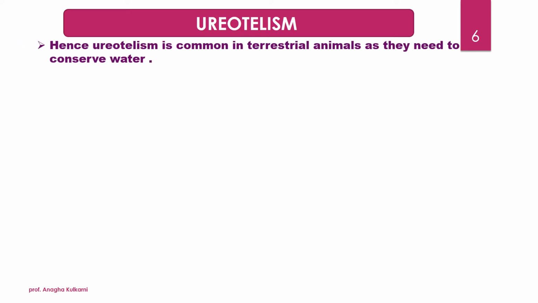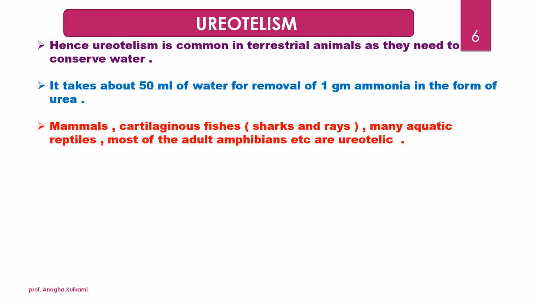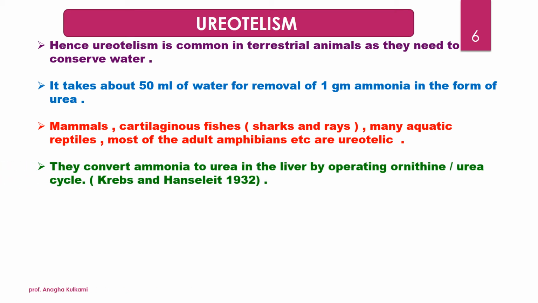Hence, ureotelism is common in terrestrial animals as they need to conserve water. It takes about 50 ml of water for removal of 1 gram of ammonia in the form of urea. Mammals, cartilaginous fishes like sharks and rays, many aquatic reptiles, most of the adult amphibians, etc., are ureotelic. They convert ammonia to urea in the liver by operating the ornithine cycle, that is the urea cycle, or Krebs and Henseleit cycle.